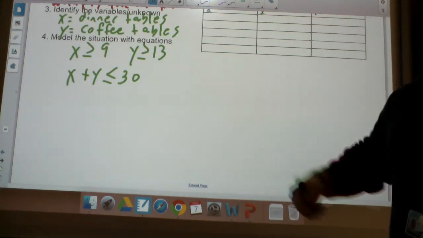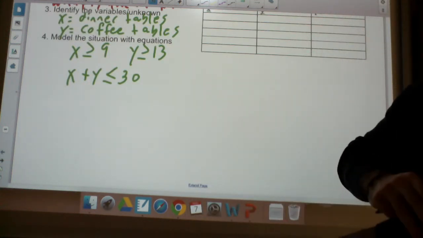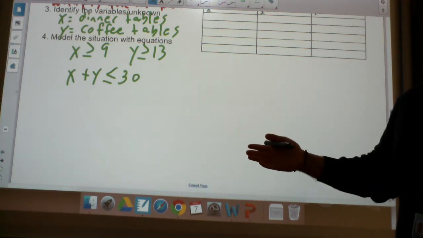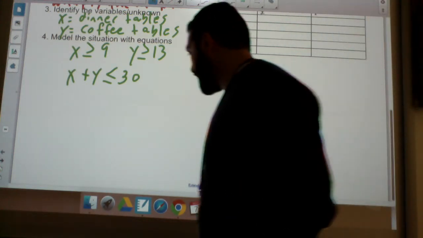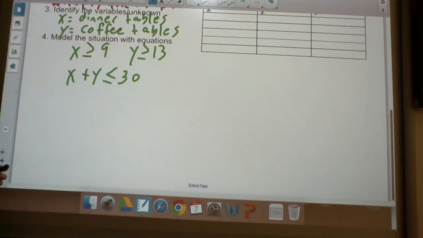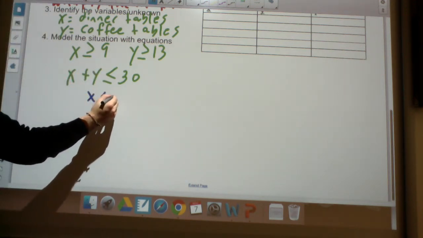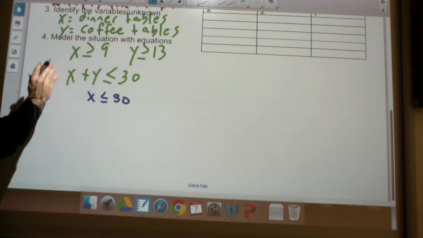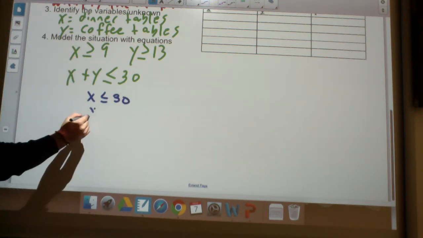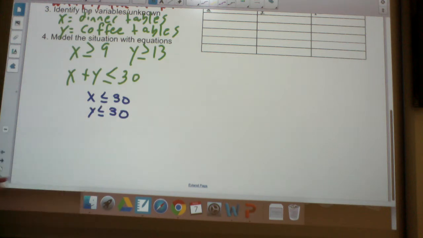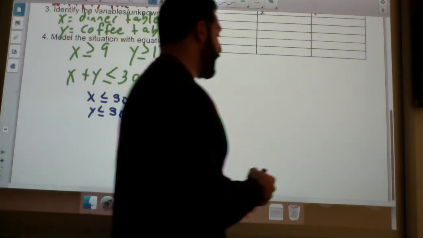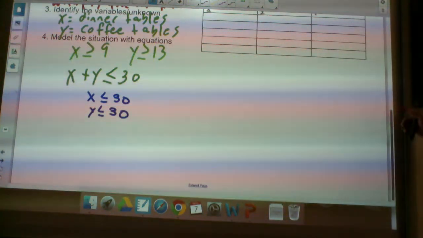So we want to get that into something that we can plot. We can either solve it to get into slope-intercept form, or as we've done before, just solve for the x and y intercepts. Remember with the x and y intercepts, plug in 0 for y. That leaves me with x is less than or equal to 30. And then plug in 0 for x. That leaves me with y is less than or equal to 30. That gives me my points to create my inequality graph, so I know I have to go all the way up to 30.